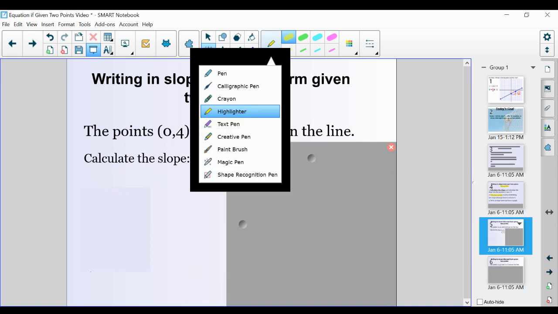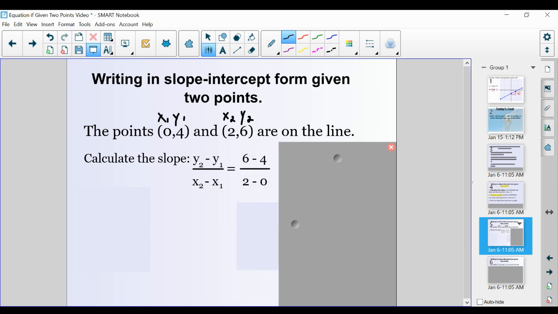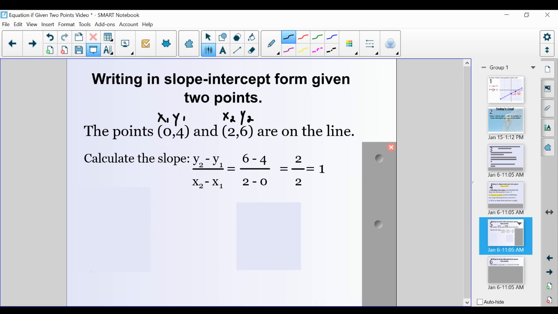Remember, it's the change in y over the change in x. If we go to our coordinate points, we can label them x1, y1, x2, y2, and we can substitute the coordinate values into our slope formula. We end up with 6 minus 4 divided by 2 minus 0. When we simplify, we get 2 over 2, and we know we can simplify 2 over 2 to be 1. Therefore, the slope of this line is 1.